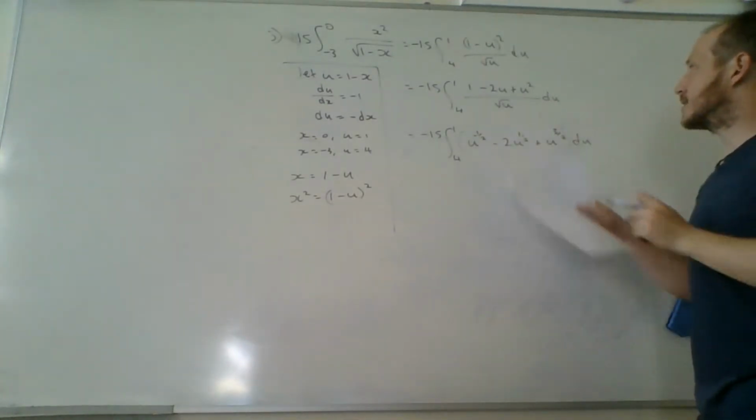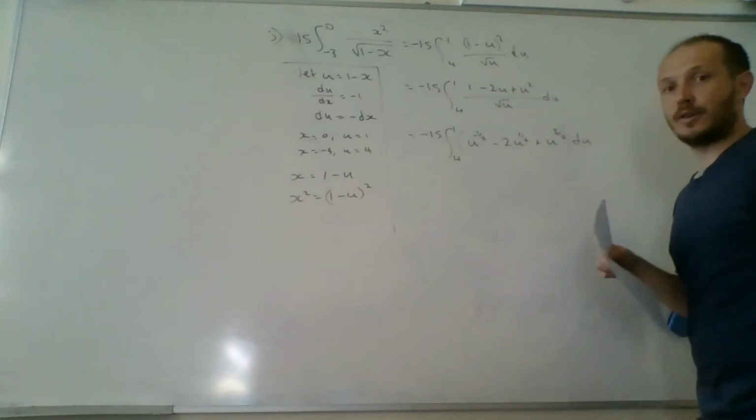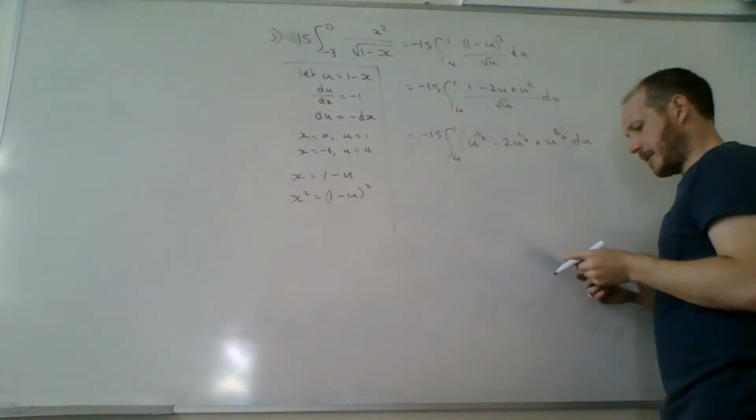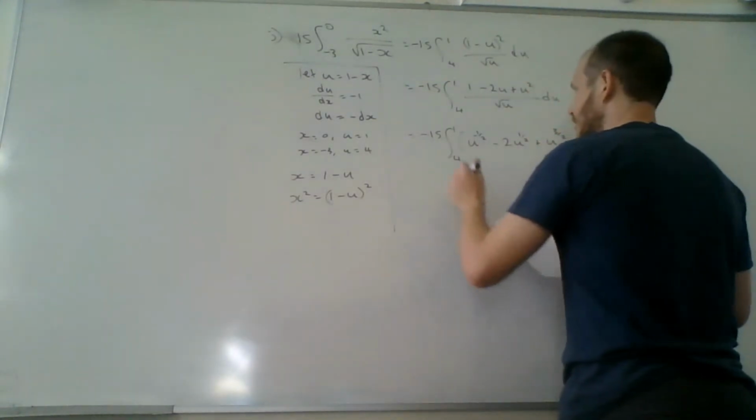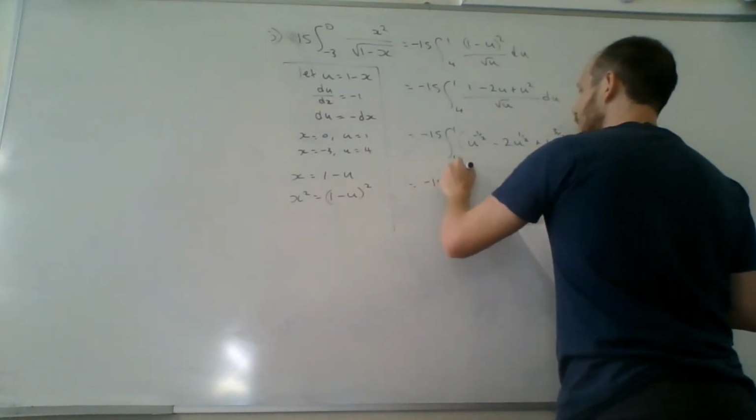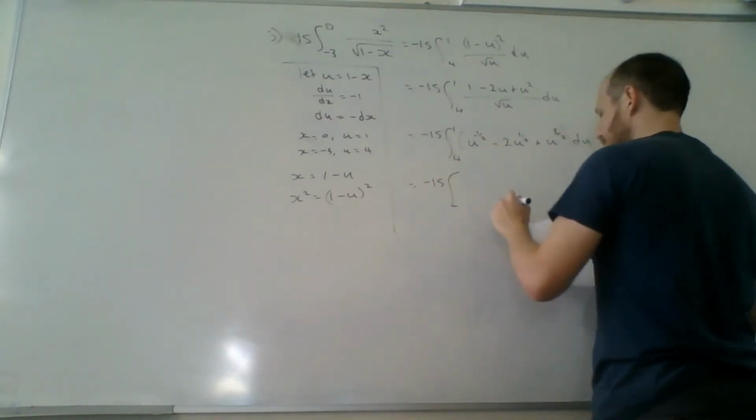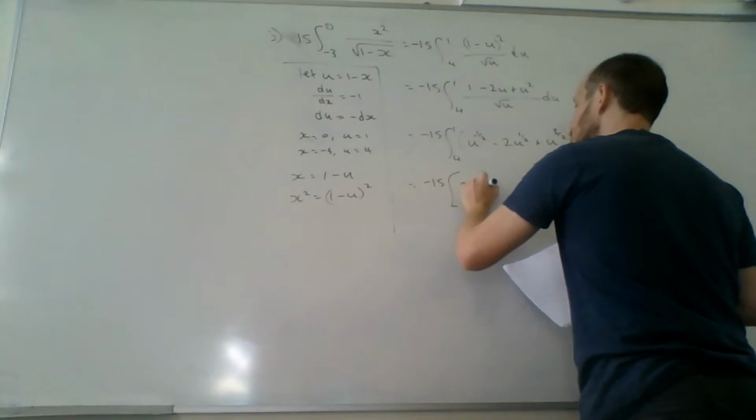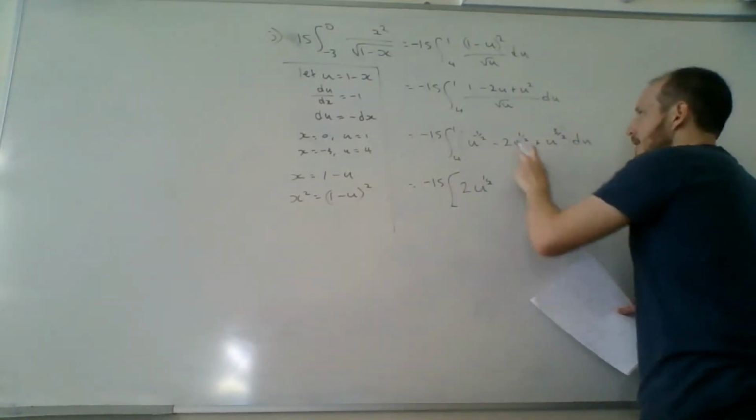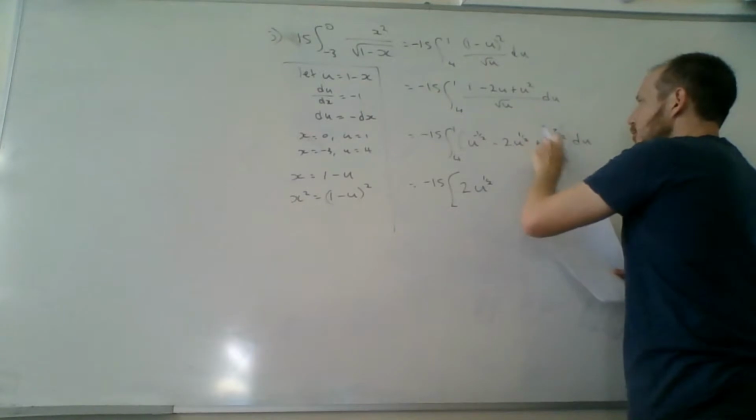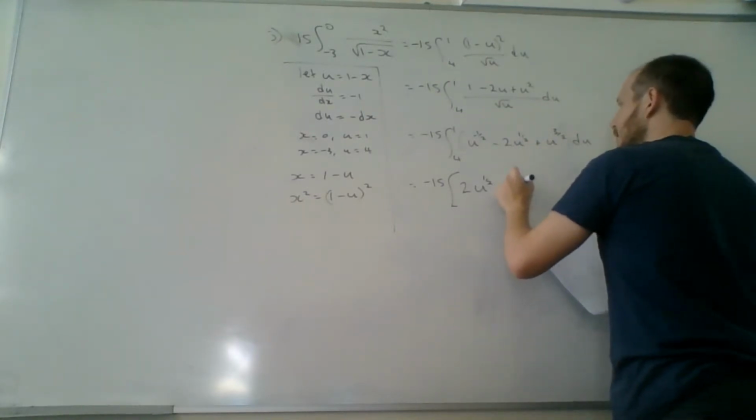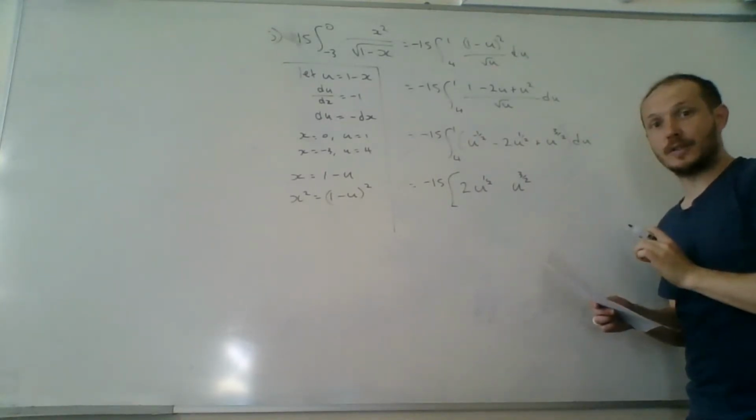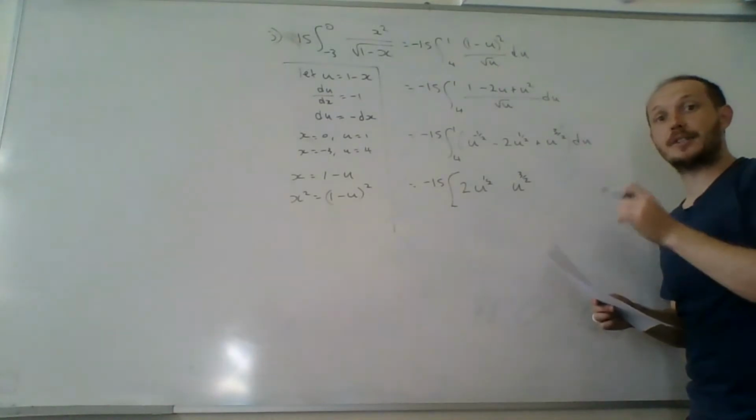All I've done is divided each term by the square root of u, and I've put my powers to the top line because it makes it easier for my integration. So now I'm going to integrate this. So I've got minus 15. Now, u to the minus a half becomes u to the half divided by a half, which is 2u to the half. Then we've got minus 2 u to the 3 over 2, but then we need to divide by 3 over 2, which is the same as multiplying by 2 over 3.